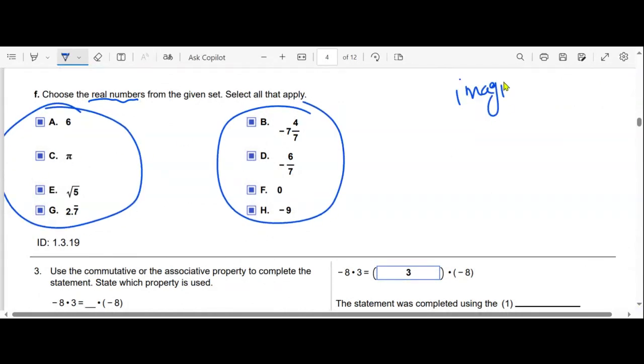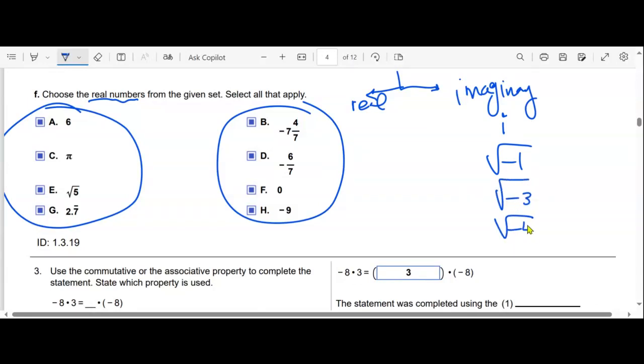Imaginary, that's the opposite, right? Or the different types. So we have real and we have imaginary. Imaginary has i, like square root of -1, square root of -3, okay? Square root of -4. All this is called imaginary, okay?